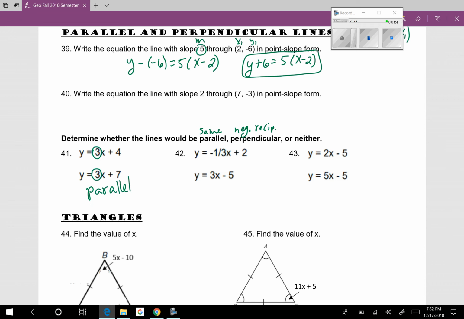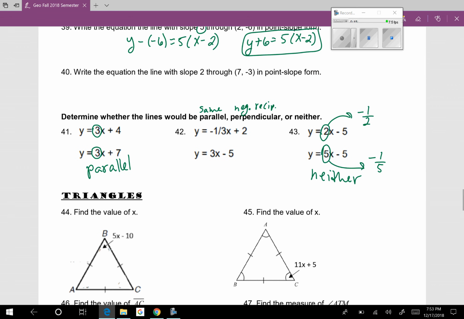Okay, 43. One has a slope of 2, one has a slope of 5. If we were trying to find the negative reciprocal of either one of these, well, 2, the negative reciprocal, would be negative 1/2. And 5, the negative reciprocal of that would be negative 1/5. Do we see either of these numbers here? No, we just see 2 and 5. So this is neither. Because they're not the same slope and they're not the negative reciprocals of each other.